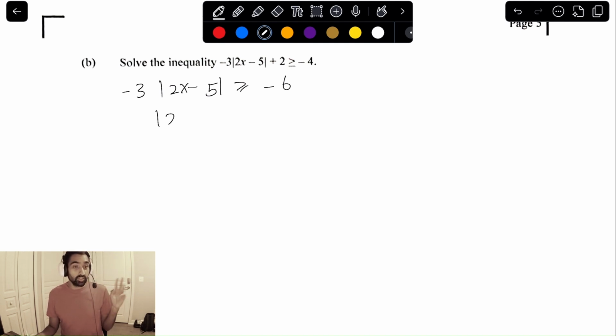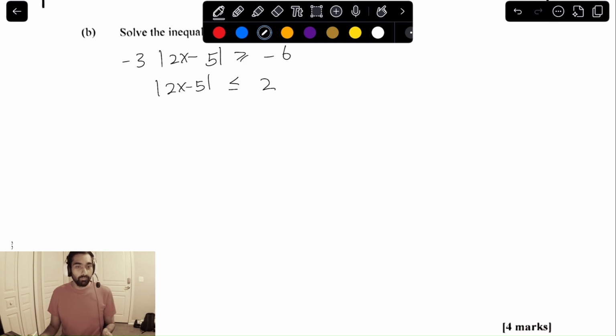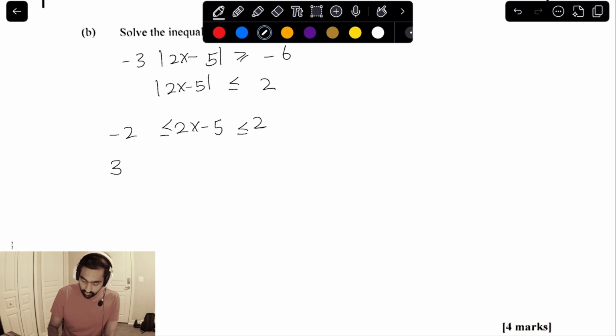That's my inequality. Now there are two ways that you can branch off when you reach this point. One thing that you can do, which is perfectly valid, is square both sides, and when you square it, it removes the modulus, and then solve the resulting quadratic inequality. That's one thing you can do. But the way that I'll do it is I'll say, okay, if the modulus is less than or equal to 2, that's the same thing as saying that 2x minus 5 is less than or equal to 2, and it's also greater than or equal to minus 2. And if I do that, I just add 5 to both sides. So I get 3 is less than or equal to 2x, less than or equal to 7, or 3 over 2 less than or equal to x, less than or equal to 7 over 2.